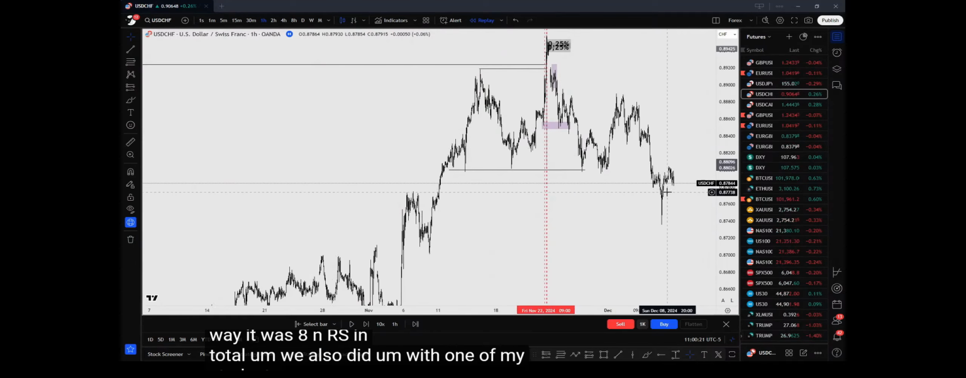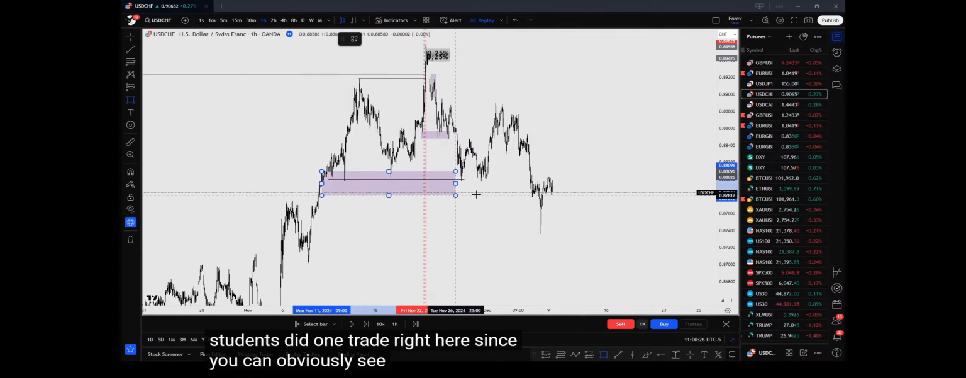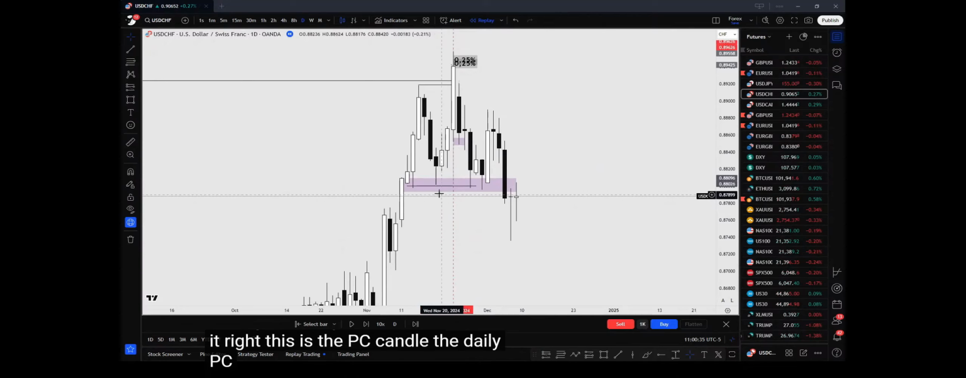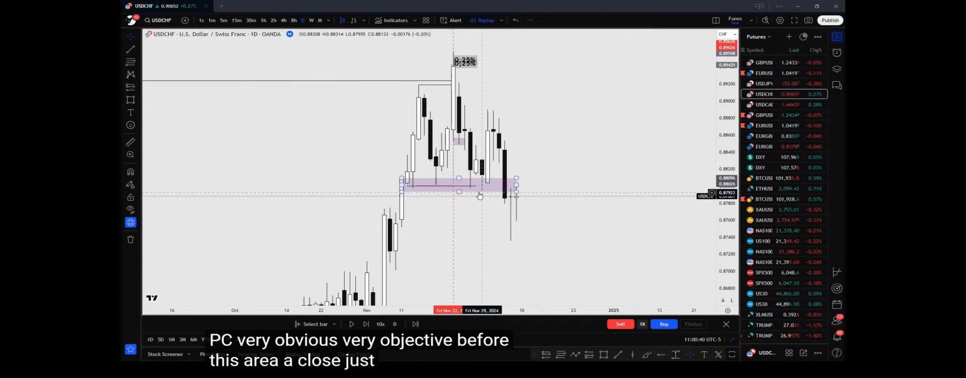We also did, with one of my students, one trade right here, since you can obviously see the SR level and the weekly and daily flows below it. Right, this is the PC candle, the daily PC. Very obvious, very objective. Before this area, it closed just before the wicks.